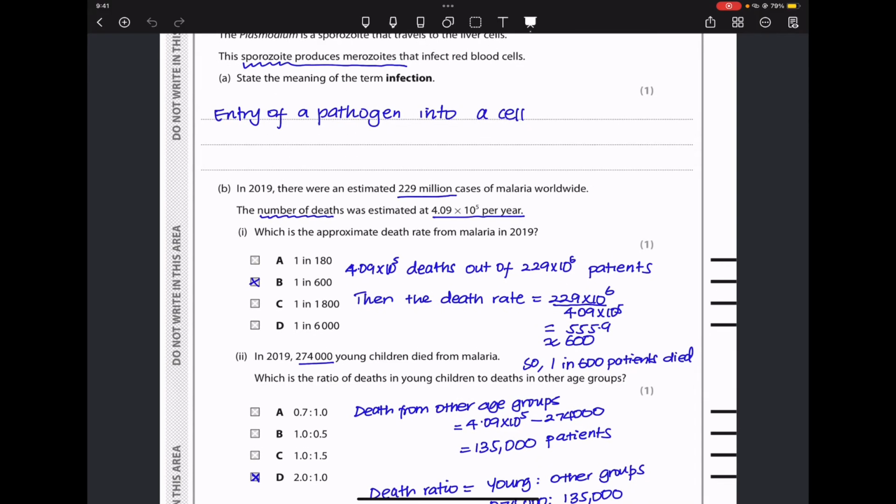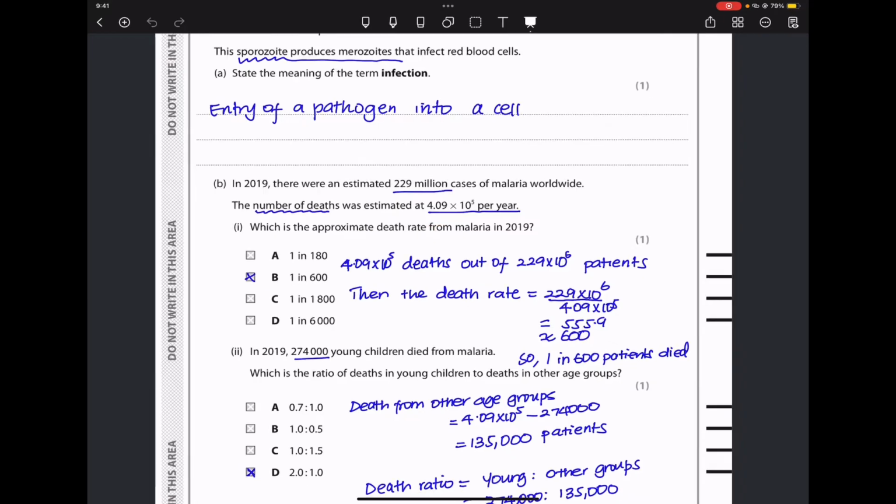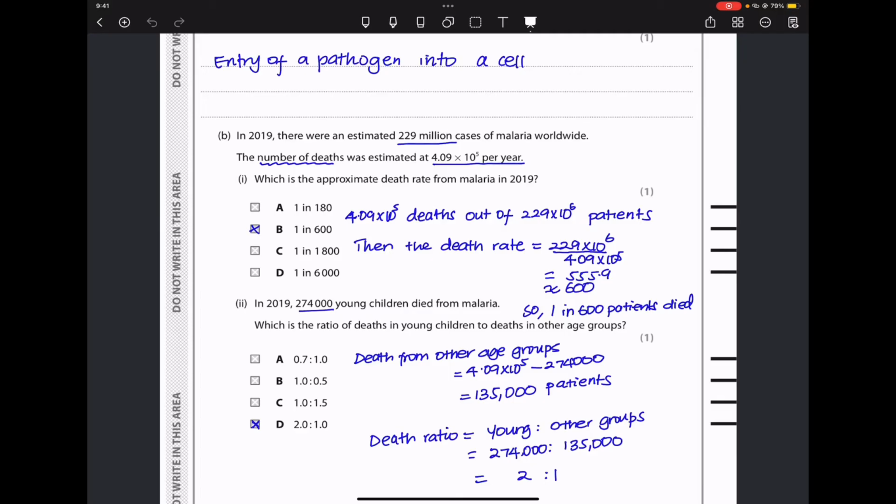Next, they say in 2019, there was an estimated 229 million cases of malaria worldwide. The number of deaths was estimated at 4.09 times 10 power 5 per year. Calculate the approximate death rate from malaria in 2019. From the information given, we know 4.09 times 10 power 5 deaths occurred out of 229 times 10 power 6. And again, this is millions, so 229 million is equivalent to these patients. The death rate is going to be 229 times 10 power 6 divided by 4.09 times 10 power 5, which is about 600. So 1 in 600 patients died.